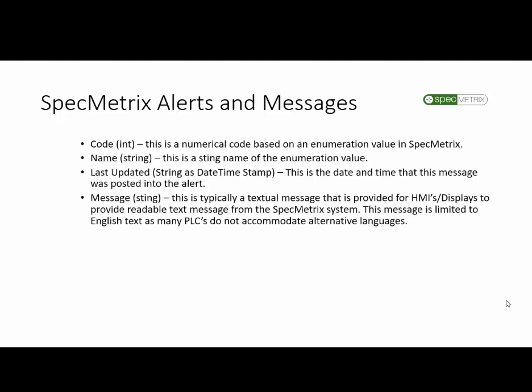Alerts and messages include things such as an enumerated code that is used in SpecMetrix that defines what a particular failure is, or a condition is, or an alert, or an alarm, as well as we provide the name of that particular enumeration string as an output. We also provide the last updated date and time stamp in a string format that allows you as the end user or PLC monitor to be able to understand when that particular instance occurred.